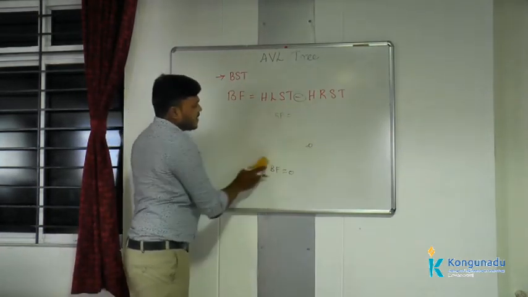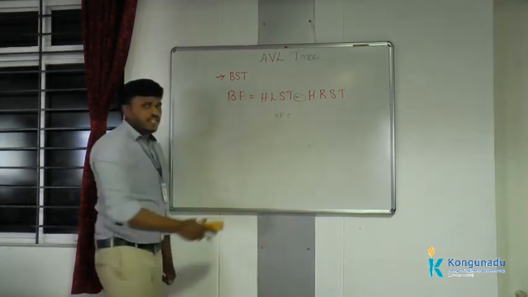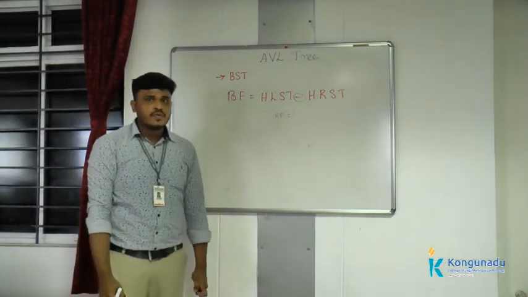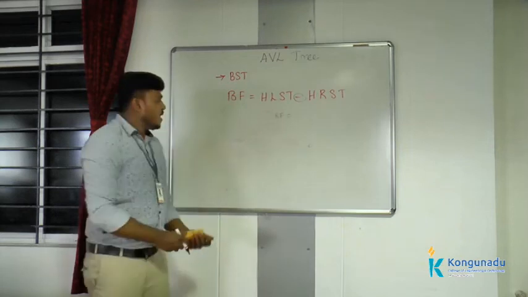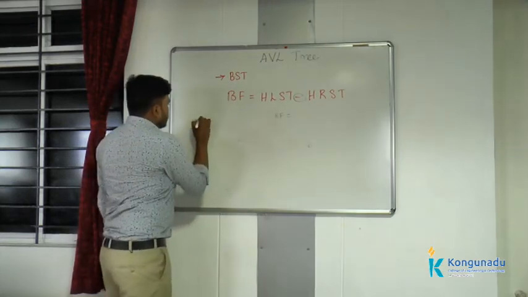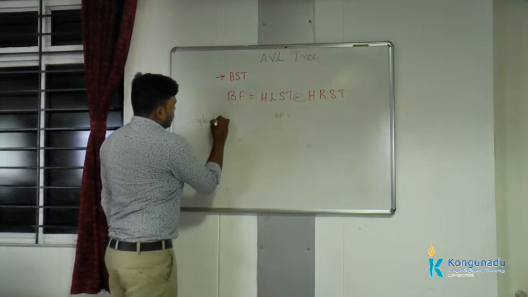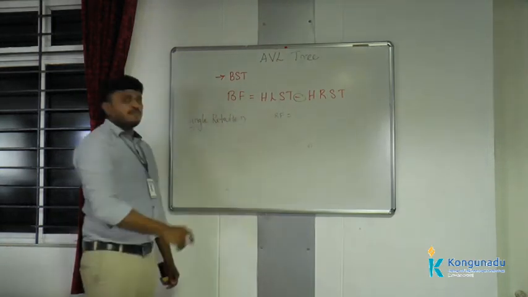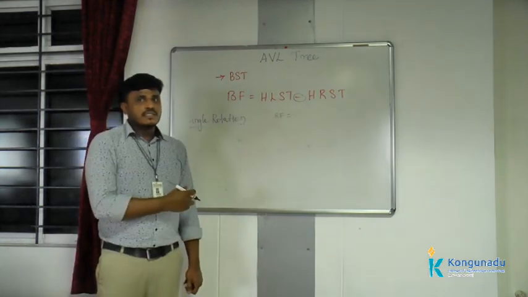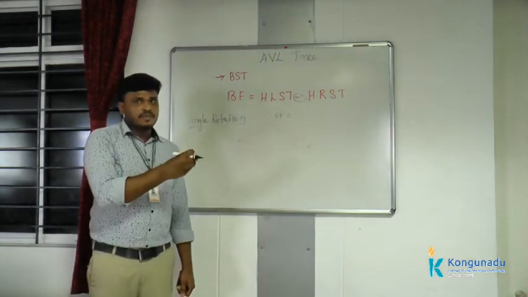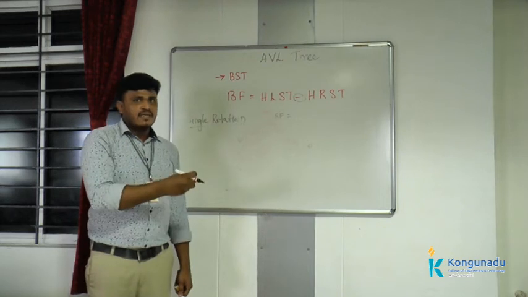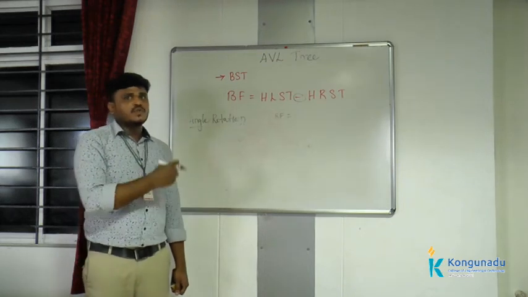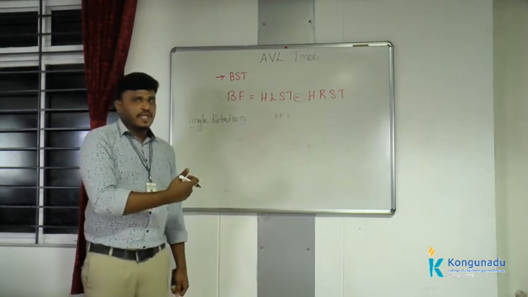Now we will discuss the rotation operation. As I said earlier, there are two types of rotation: one is single rotation, another one is double rotation. A single rotation is performed in two cases. One is an insertion into the left subtree of the left child. Another case is an insertion into the right subtree of the right child.